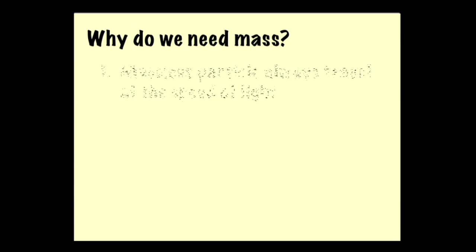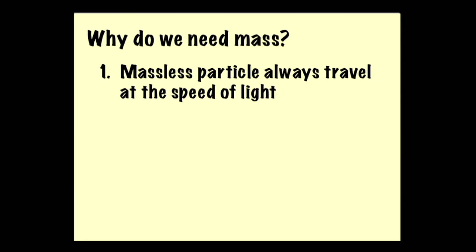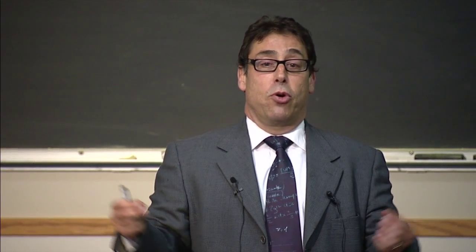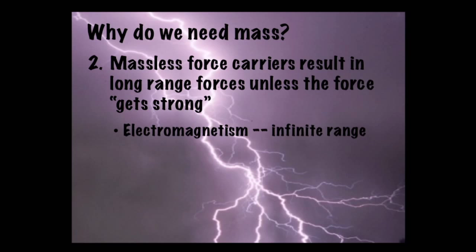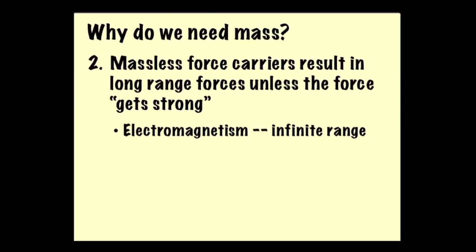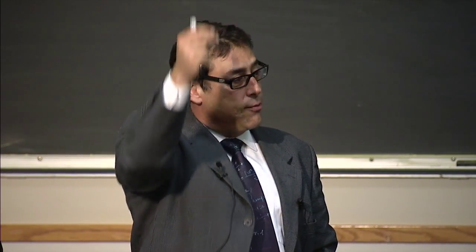Why else do we need mass? Well, it turns out that those force carriers, if they're massless, will result in very long-range forces. Forces that extend over very large distances, unless the force does something called getting strong or confining. So, we talked about three forces. The first one was electromagnetism. It actually has a very long, really an infinite, range. For example, you might have noticed lightning, in which electrons are sucked from either the sky to the ground or the ground to the sky, depending on the bolt. And that's because of very long-range forces that are able to pull the electrons those very long distances from the sky to the ground and the ground to the sky. Okay, so that's good. Maybe a massless force carrier would be okay for electromagnetism.